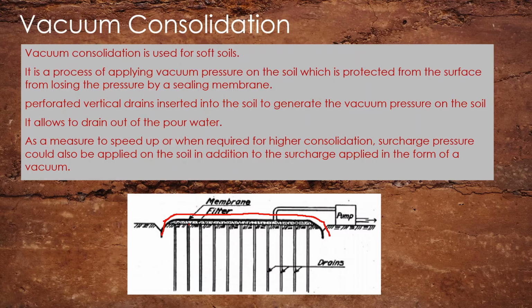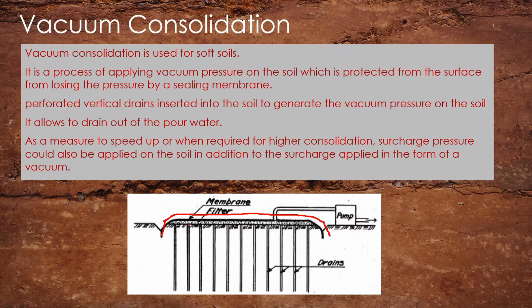Perforated vertical drains are inserted into the soil to generate vacuum pressure on the soil. It allows the pore water to drain out. When you apply the negative pressure or the vacuum, it draws the water into that drain, and you can remove the drains from the soil. As a measure to speed up this process, or if we require high consolidation, surcharge pressure could be applied on the soil, in addition to the vacuum.